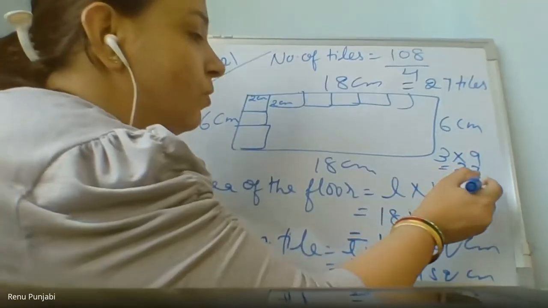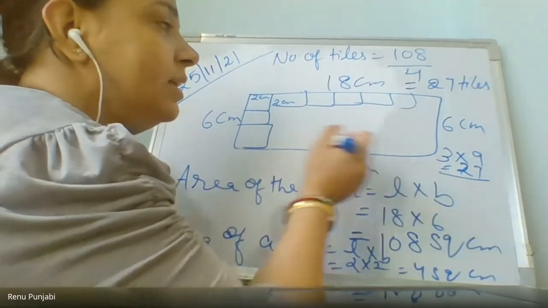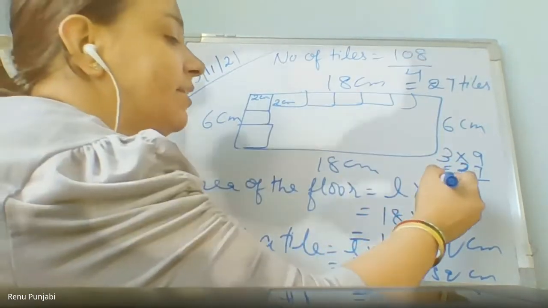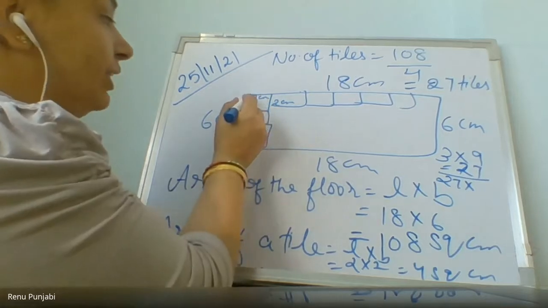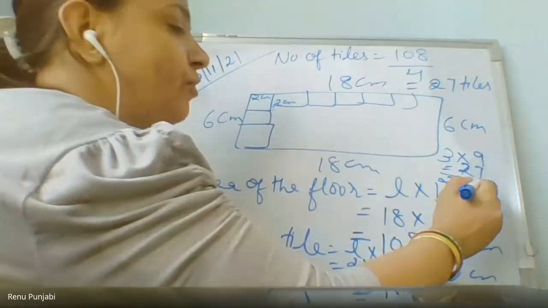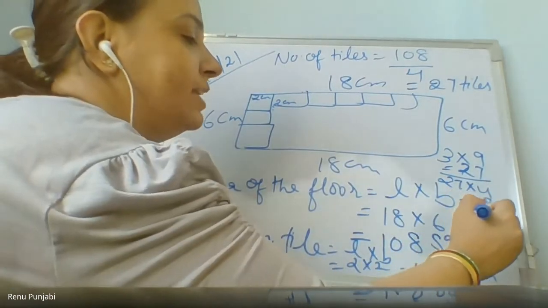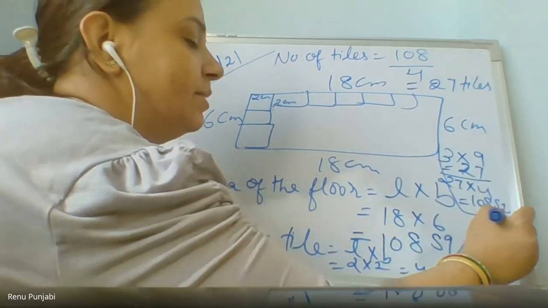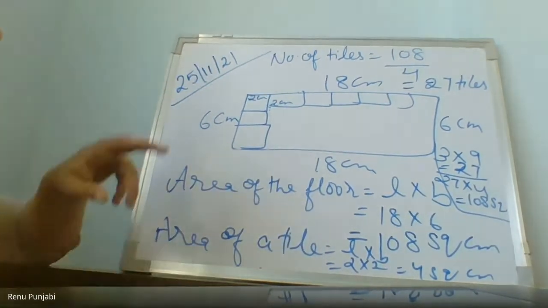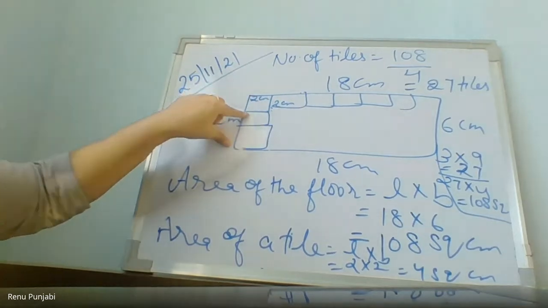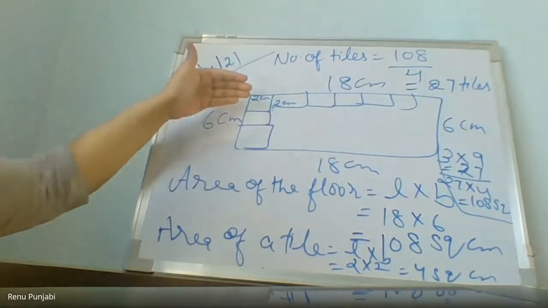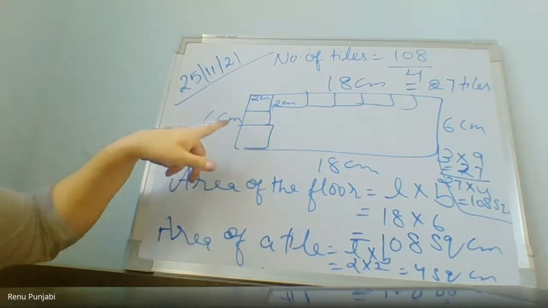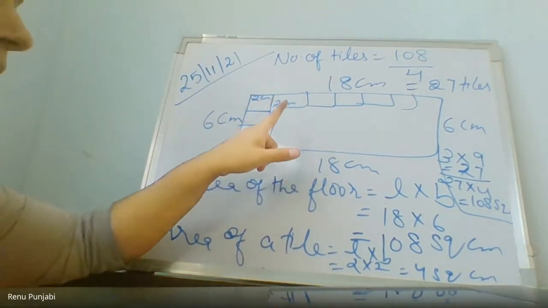So when you want to find the area with the tiles, you will multiply 27 by the area of that small tile, 4, which will give you 108 square. The reverse of this: when you only have to find the area, you can find it from the number of tiles. If you have put 9 tiles in the length and 3 in the breadth, it will be 27 tiles, and 27 tiles will multiply.